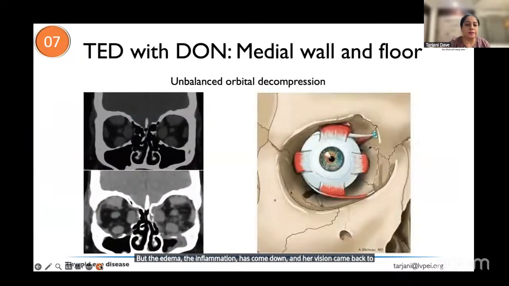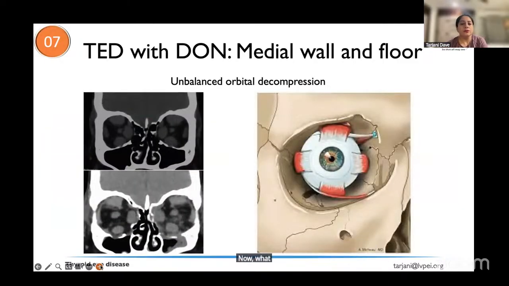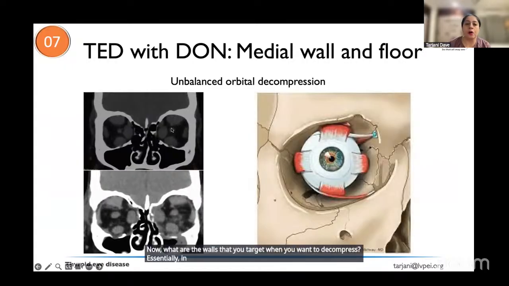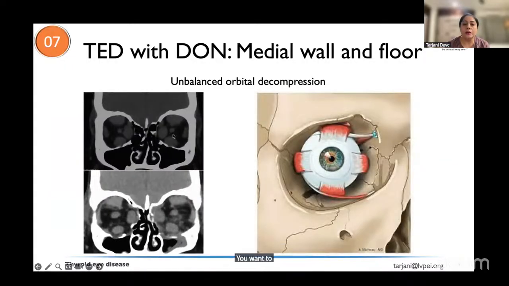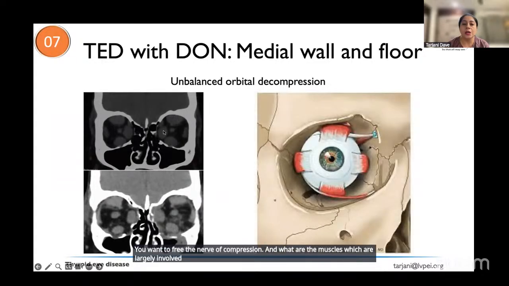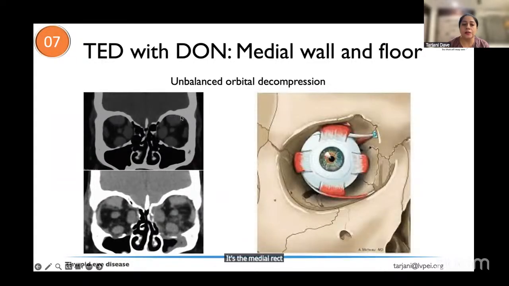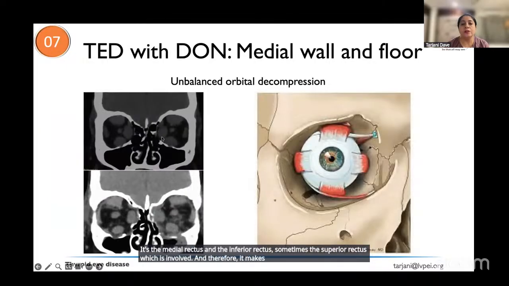Now, what are the walls that you target when you want to decompress? Essentially, in dysthyroid optic neuropathy, you want to free the nerve of compression. And what are the muscles which are largely involved? It's the medial rectus and the inferior rectus, sometimes the superior rectus, which is involved. And therefore, it makes perfect sense to actually perform an unbalanced orbital decompression.